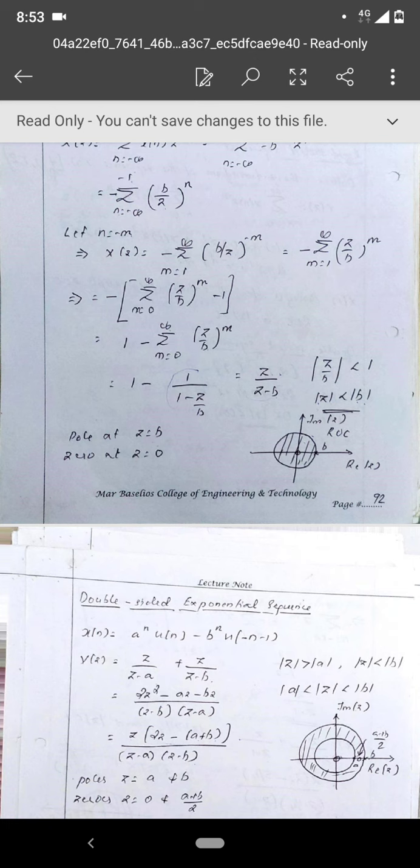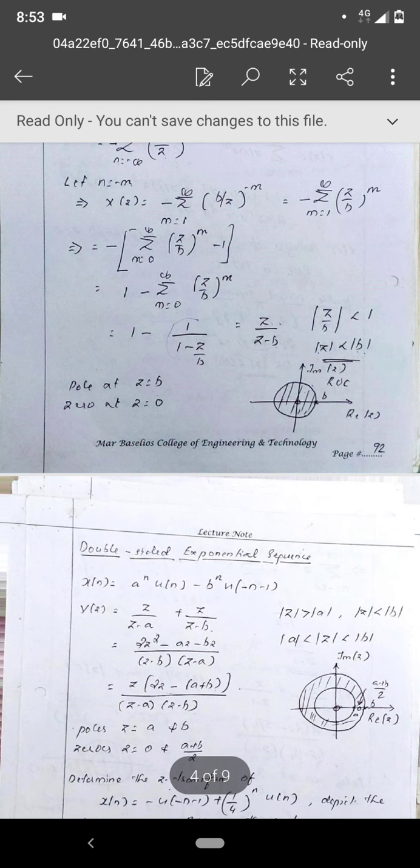Now the first term inside the square bracket is actually in the form of a geometric progression. If you take the minus sign inside, it becomes 1 minus summation m is equal to 0 to infinity, z by b the whole raised to m. So what is the geometric progression? The geometric progression is in the form of summation m is equal to 0 to infinity a raised to m. That is nothing but 1 by 1 minus a. Here a is nothing but z by b. So it becomes 1 minus 1 by 1 minus z by b.